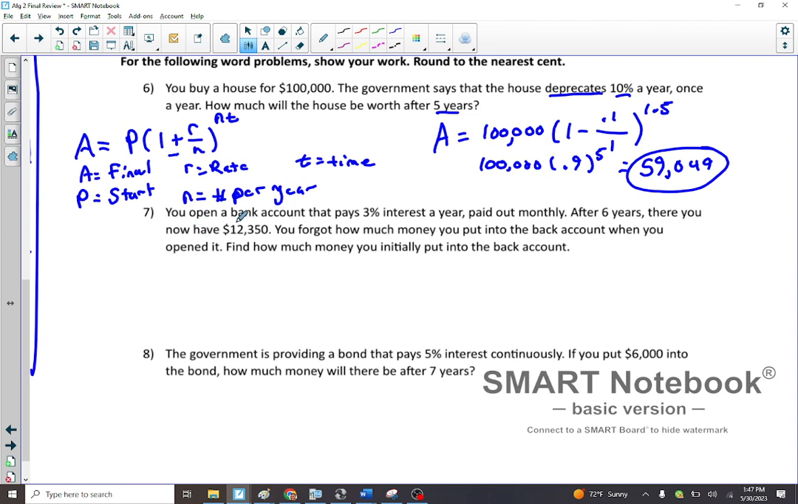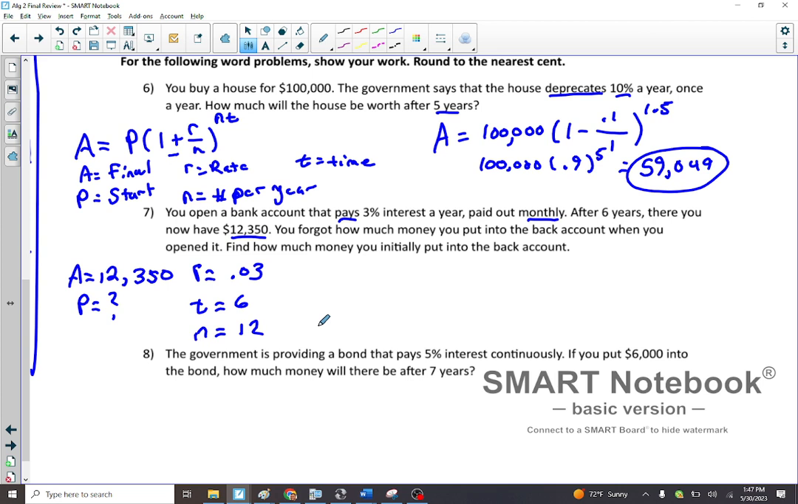Our next one, you open a bank account that pays, so that's going to be a positive, 3% a year, paid out monthly. After 6 years, you have this amount. You forgot how much money you put in the bank account when you opened it. How much did you put in? So in this situation, we know the final amount is $12,350, and we're looking for the principal. So we don't know what the principal is. The rate is 3%. As a decimal, that would be 0.03. The time was 6 years. And since it's paid out monthly, we're going to put 12.